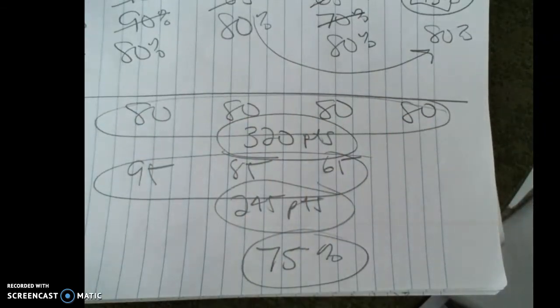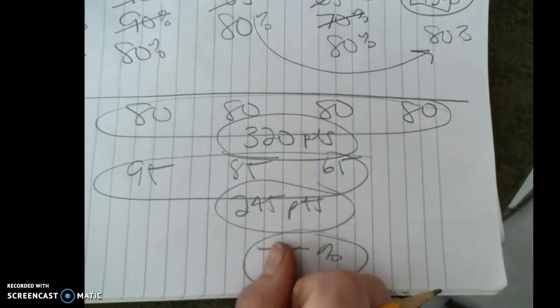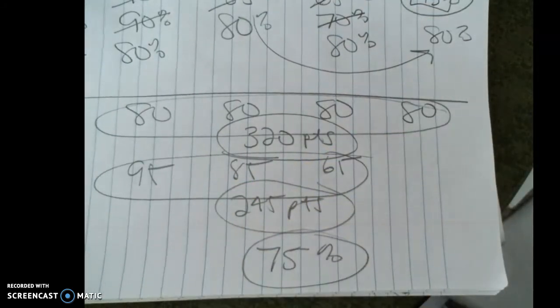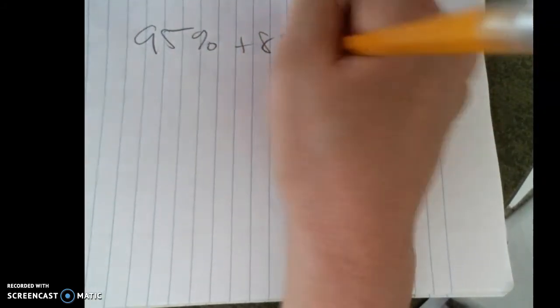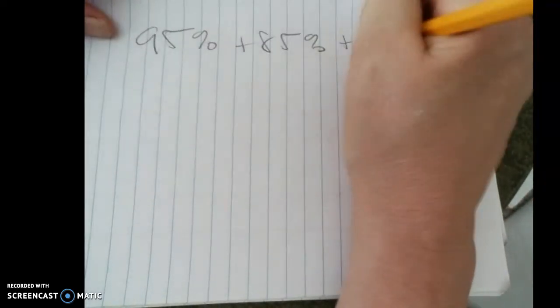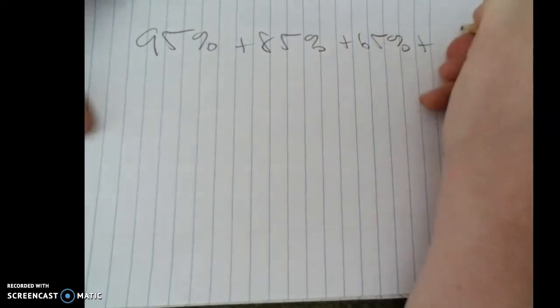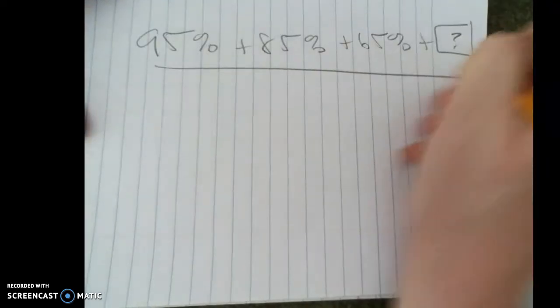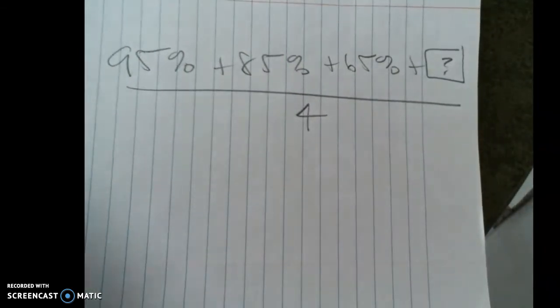That is a great idea. The other thing is you can always guess and test. So if you hate both of these ideas, you can always guess and test. So say I have 95 and 85, and then 65. And then we have one more that we don't know. And we know to average, we divide by 4. If we're not thinking of the Robin Hood method, if we're thinking traditional.